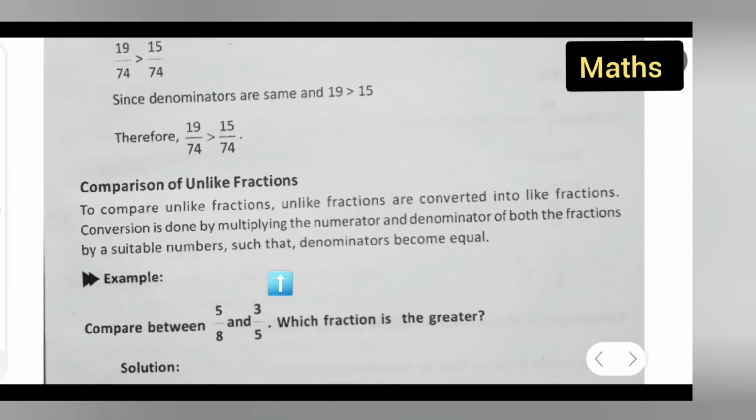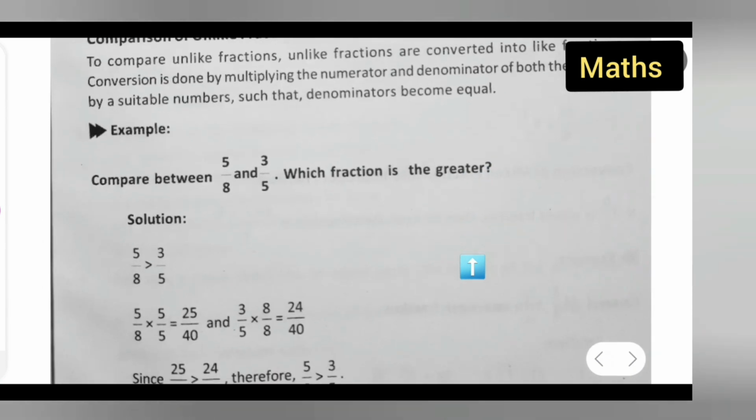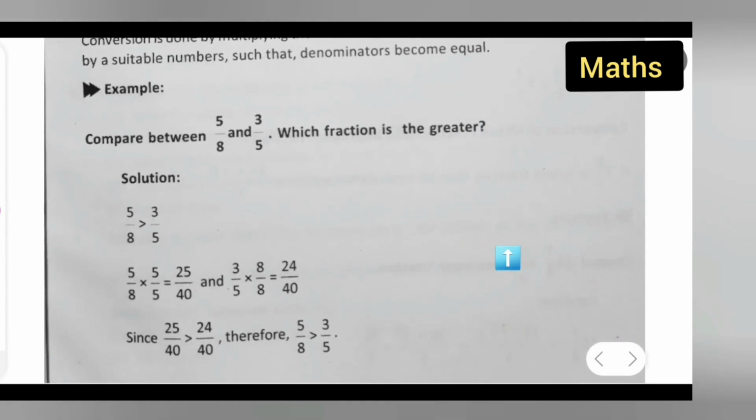Moving towards the comparison of unlike fractions. To compare, unlike fractions are converted into like fractions. Conversion is done by multiplying the numerator and denominator of both the fractions by a suitable number such that the denominators become equal. With the help of an example, let me explain this to you all.